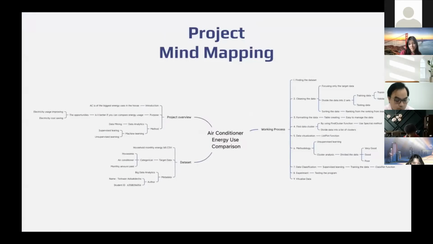And here is my overview project mapping. It consists of 3 subtopics, which are project overview, data set, and working process.